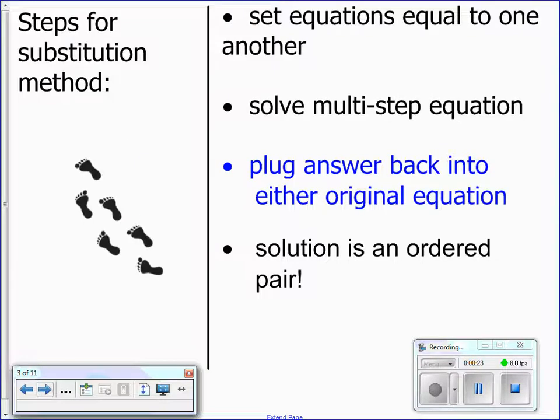So the steps are: set up your equations and set them equal to each other, and then solve your multi-step equation. But then you have to plug that answer back into either of the original equations, because your solution is that ordered pair. So you need a number for x and y.